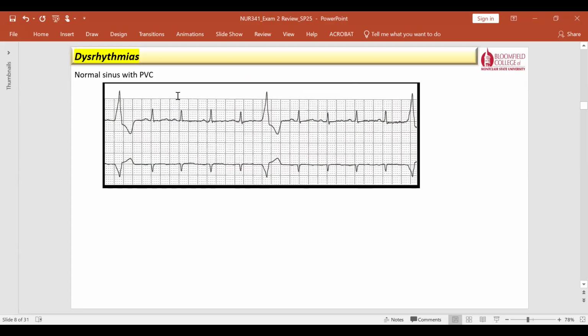So briefly, just go over these medications and understand the utility and usage of these meds in fixing, treating, and managing patients with dysrhythmias, different types of dysrhythmias. So if you're going to analyze these EKG strips, look at the first one here.